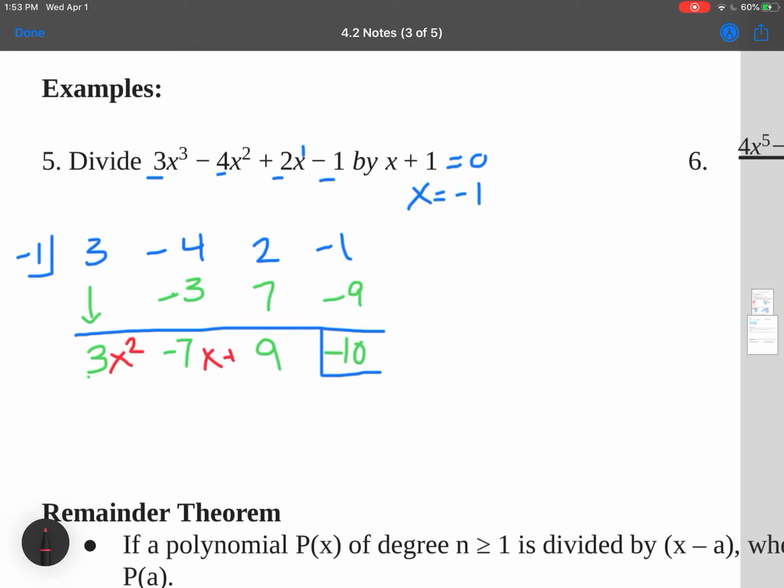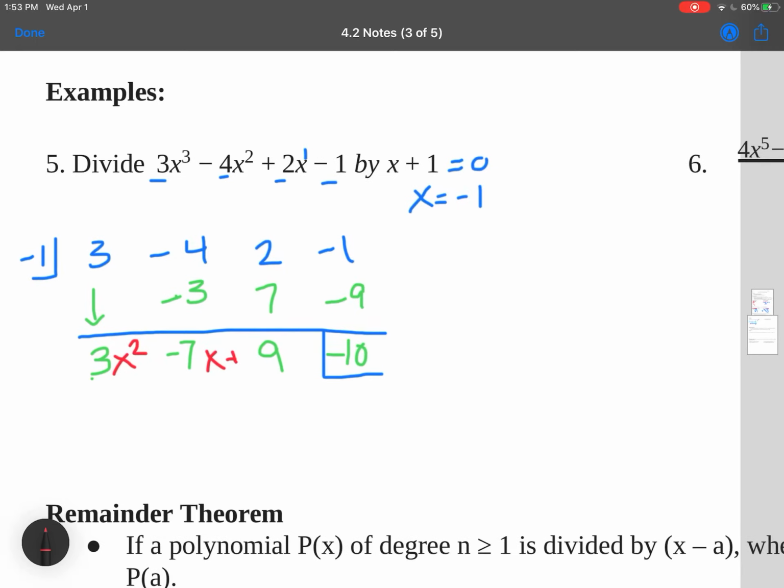So our final answer for our problem should be 3x squared minus 7x plus 9. And we're going to use our remainder, which is a -10. And we're going to put our divisor on the bottom. We're going to go back to the original factor here, which is x plus 1.